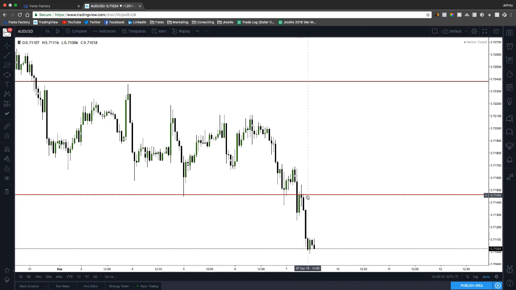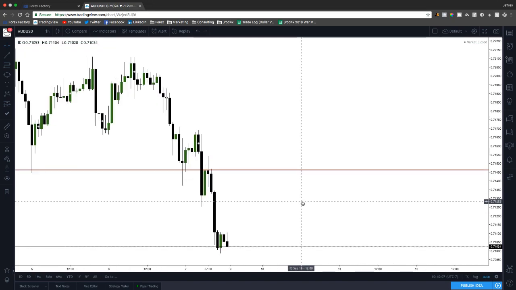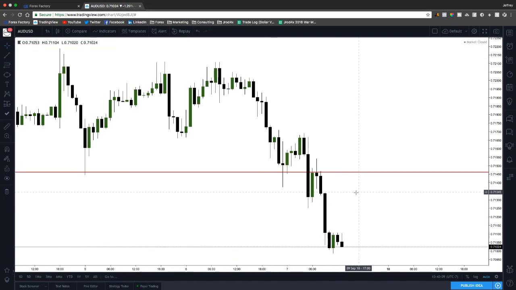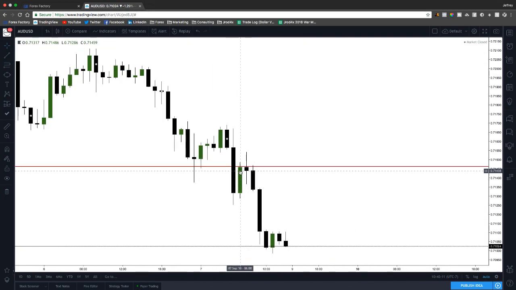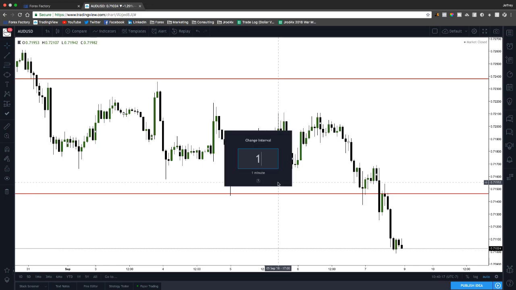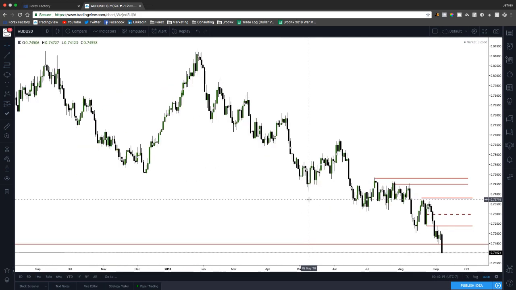And also a quick little note though, look at the bodies of the candles, how they respect the line. Do you see the bodies of the candles? Look how they close below the equal lows. That's suggesting to me further weakness in this pair particularly.